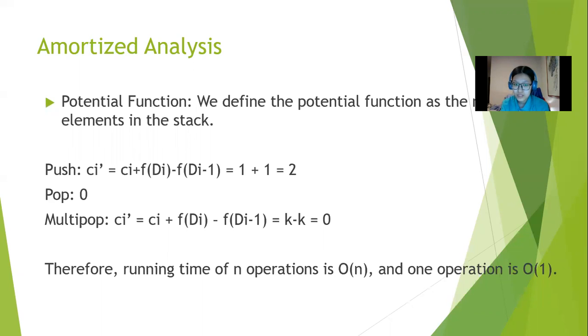For multi-pop, the c_i' will be c_i plus, again, delta phi. Here it's going to be k, because when we pop k elements, there will be k elements less in the stack, and we do minus k here, which gives us 0. Therefore, the running time of n operations in this case is O(n), and for each operation, the running time will be just constant, which is O(1) here.